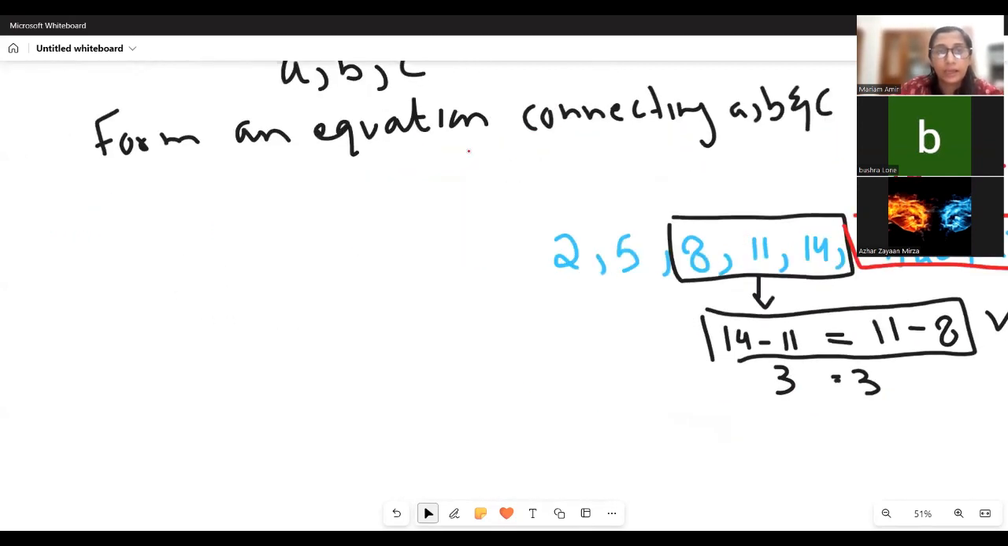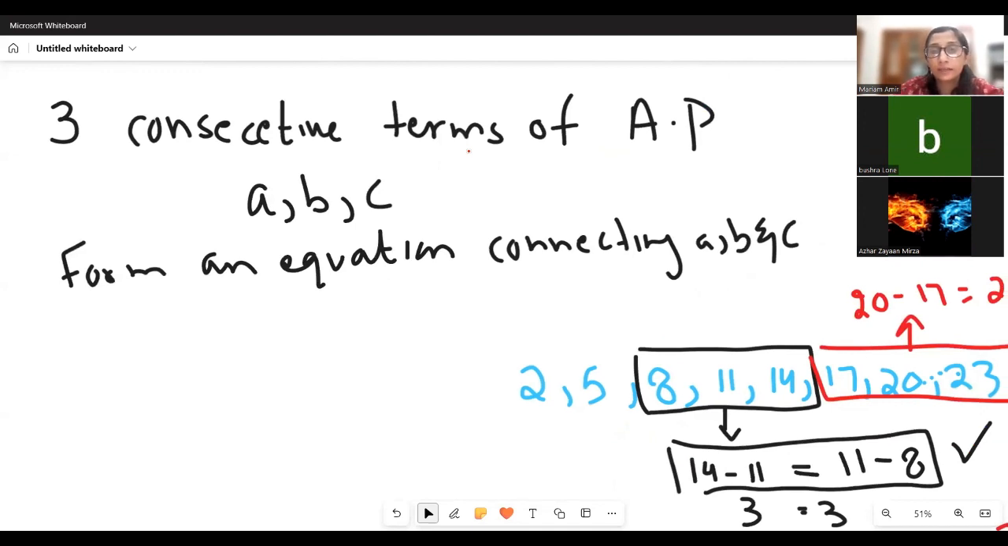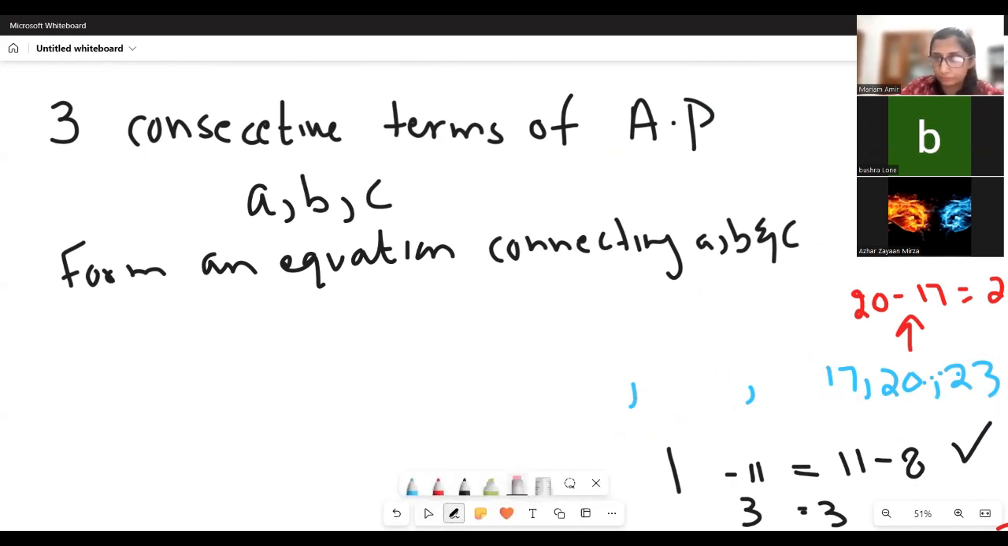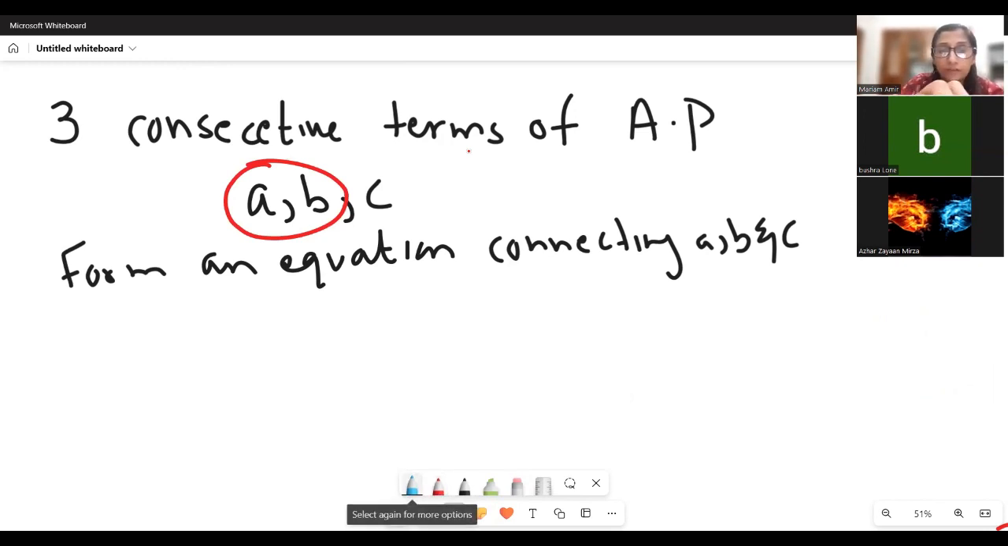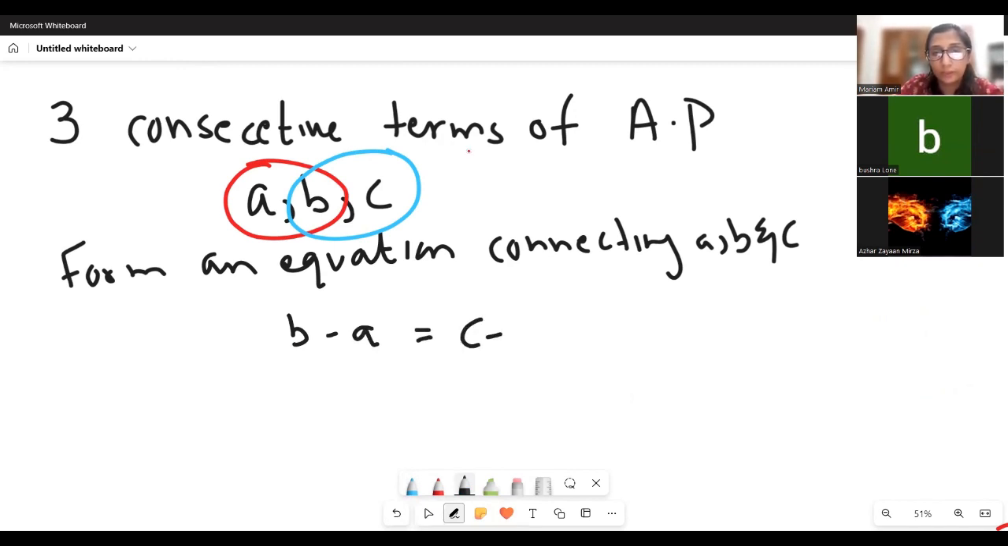Okay, keep this in mind and give me the answer for this. If three consecutive terms of an AP are A, B, and C, form an equation connecting A, B, and C. Okay, कौन बताएगा? These are three consecutive terms of an arithmetic progression, meaning the difference of these two would be the same as the difference of these two. Now please form an equation. B minus A equals C minus B. That's correct. B minus A is equal to C minus B.